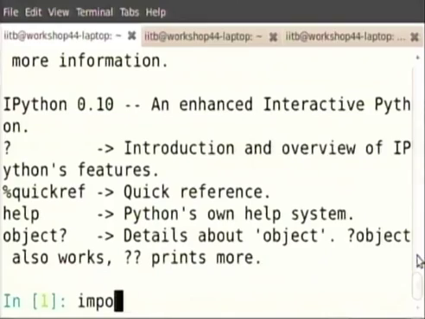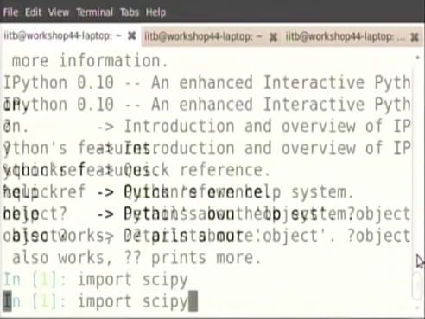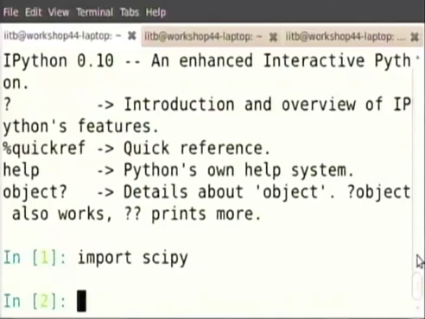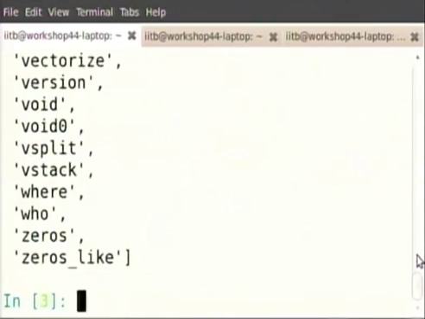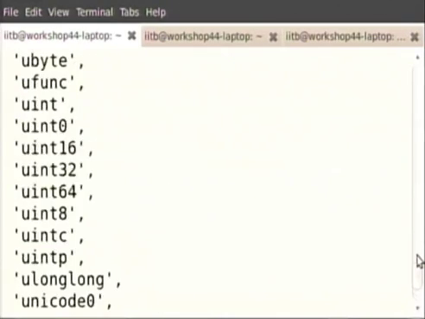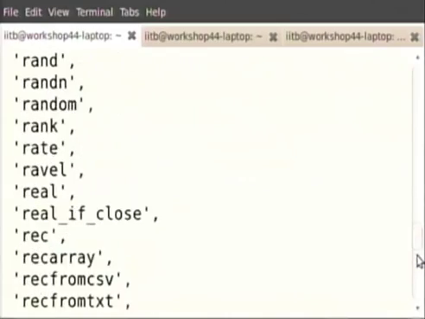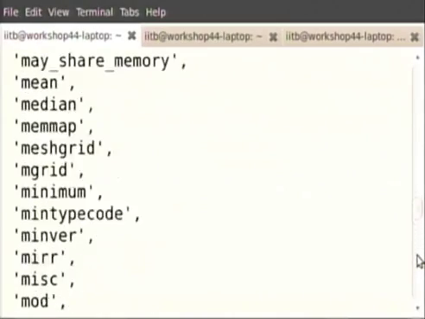We start with import Scipy. Now, how do I know what are all the functions available in Scipy? Very good. You can know it by simply consulting the Scipy manual, or you can use Python's famous introspection to tell you. You will see two pages full of this. So these are all the symbols Scipy exports.